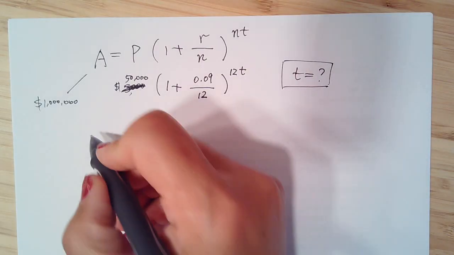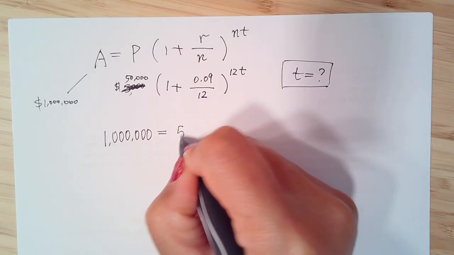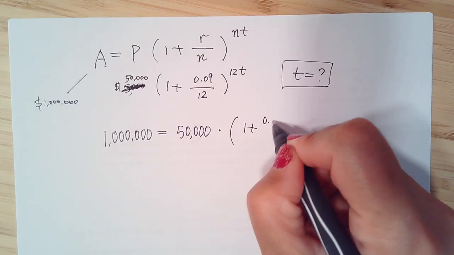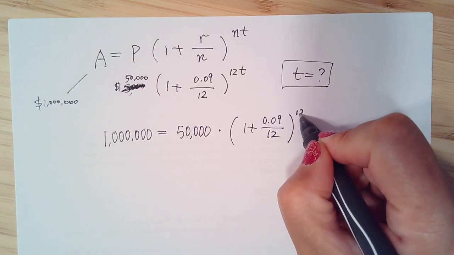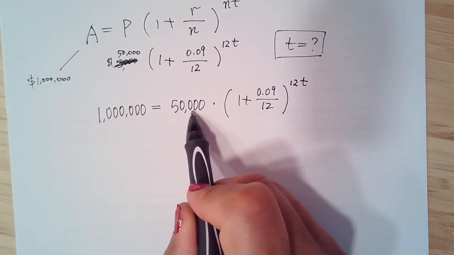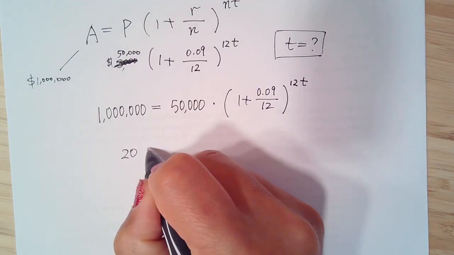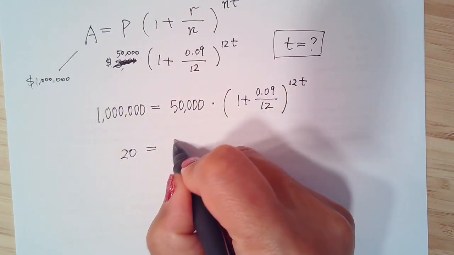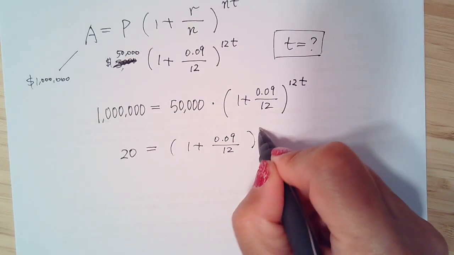Interesting question. So I'm going to have 1 million equals 50,000 times 1 plus 0.09 over 12, to the power 12t, isn't it? So I divide by $50,000 on both sides. If you do that, that would be 20, because the 4 zeros are dropped, 100 over 5, that's 20. And then that will be 1 plus 0.09 over 12 to the 12t.